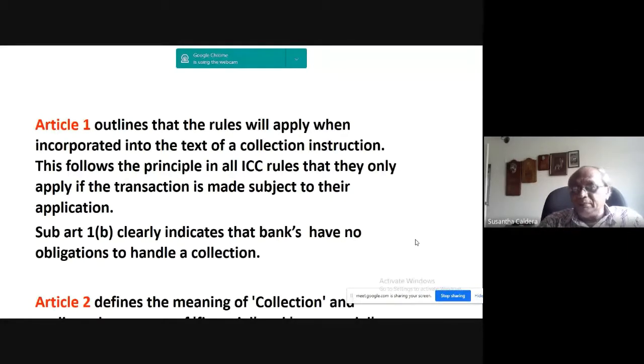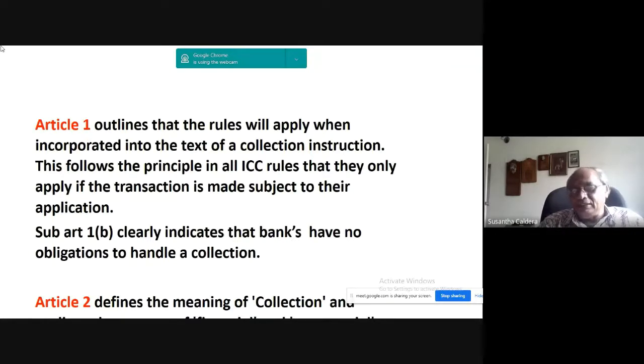This follows the principle in all ICC rules that they only apply if the transaction is made subject to their application. It is very important. There are many times, if you see the past papers in DIT, then DABF, there are common questions like, you have received a set of collection documents without mentioning that these documents are subject to URC 522.